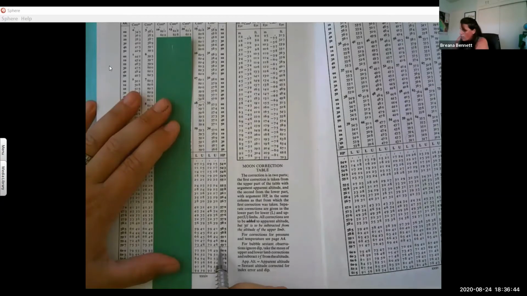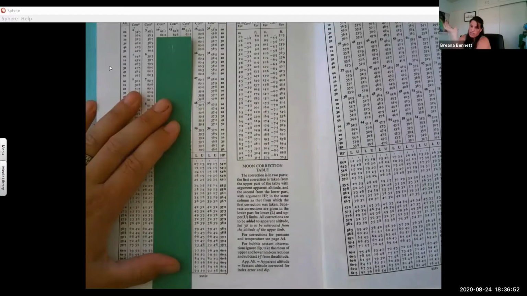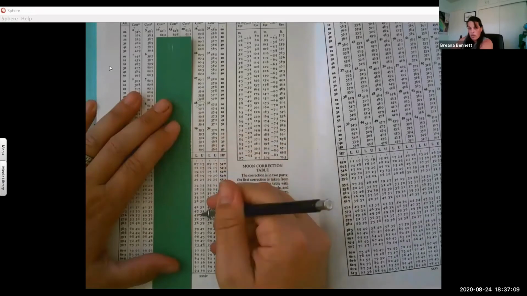So we're going to go across to our column, and we have the upper or the lower limb. We wanted to know which one we did, and the moon was kind of tilted, right? So we got the lower limb. If the moon is tilted the other way and you can only see the upper limb, that's fine. Just put the upper limb right on the horizon, and you go to the upper column.